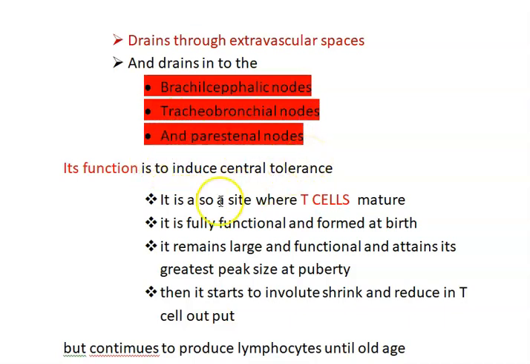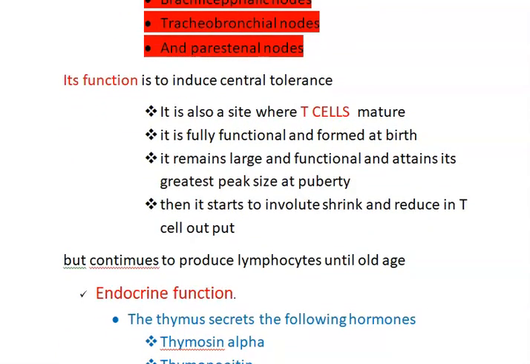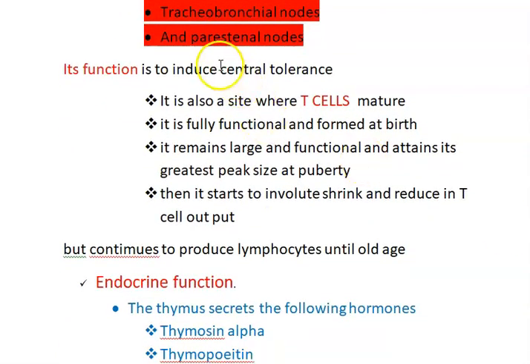Okay? What are the functions of our thymus? Well, it induces central tolerance. What we are saying there is that central tolerance has to do with immunocompetent cells which can't differentiate between self and non-self: they will be destroyed. That is central tolerance. Okay, it is also a site where T cells mature. It is fully functional and formed at birth.